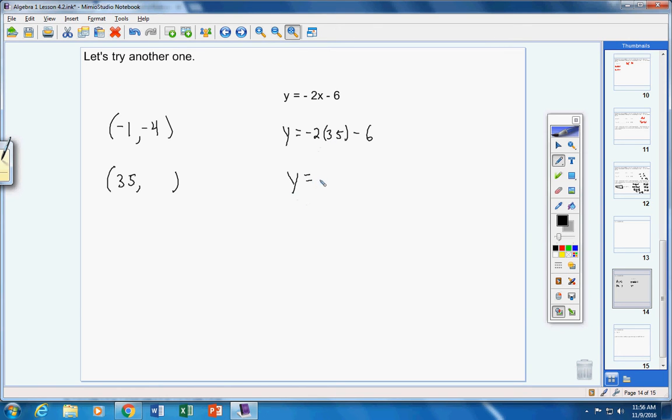Negative times a positive is negative. It'd be a 72 times 35. You owe me 7. You owe me 6 more. So now you owe me $76. So negative 76. This ordered pair here satisfies the linear equation. Alright. And then lastly, let's try a negative 5. Again, I'm just picking these numbers at random, okay?